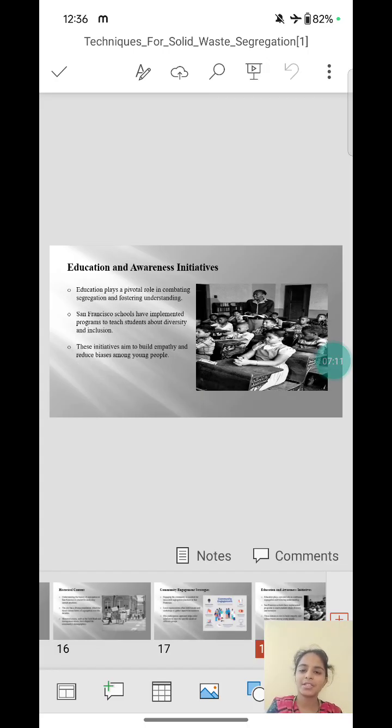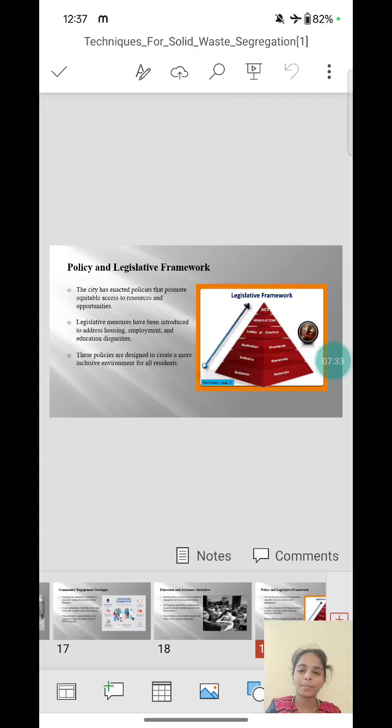Education and awareness initiatives. Education plays a pivotal role in combating segregation and fostering understanding. San Francisco schools have implemented programs to teach students about diversity and inclusion. These initiatives aim to build empathy and reduce biases among young people.